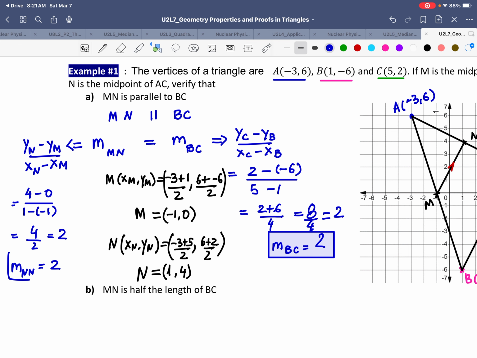So now let's compare our boxed answers, the slopes of MN and BC. They are both equal to 2. So, in conclusion, the slope of MN is equal to the slope of BC. Therefore, the line segment MN is parallel to the line segment BC. And we're done.